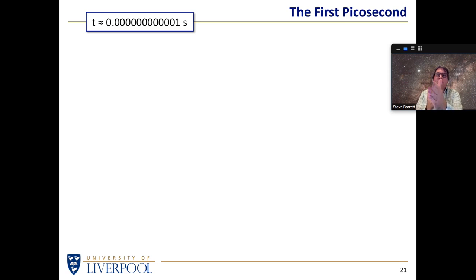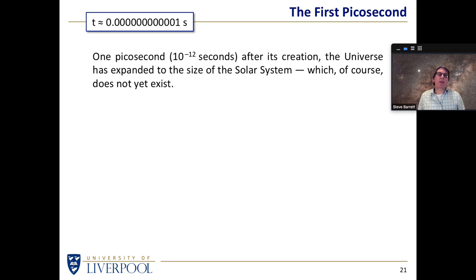Why does it make a difference? Why the watershed at 1 picosecond? The universe, remember, is expanding and cooling. And after about a picosecond, the universe ends up about the size, to give it an idea of scale, about the size of our solar system. Of course, the solar system doesn't exist yet, but just to give you an idea of size. In other words, the universe is not yet the size of, let's say, 1 light year.